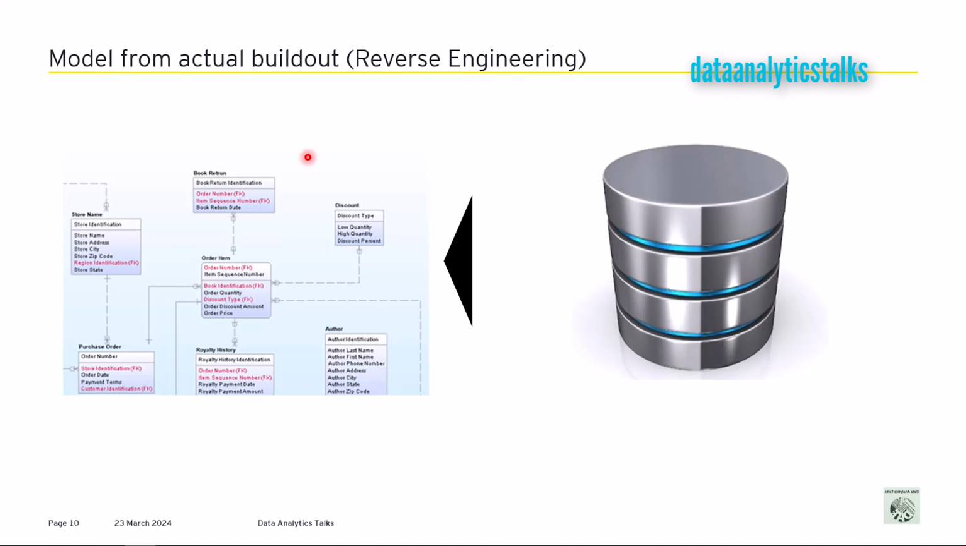That's where we have reverse engineering. There are some tools that provide you support for arriving at the model from the actual build out. Getting the model from the actual build out is known as reverse engineering. This way, you can get a fair idea of the database when there is not enough documentation. So we have seen forward engineering and reverse engineering. These are very important concepts in data modeling.